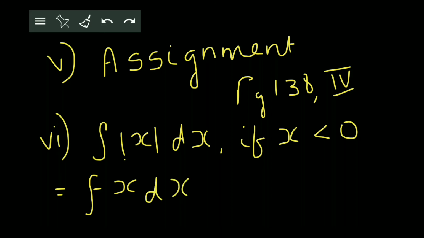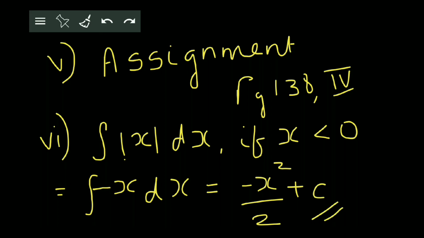Okay, so this is the minus sign over here. So minus x dx. Now what is the integral of x? It is x square upon 2. So minus x becomes minus x square upon 2 plus c. So this becomes your answer.